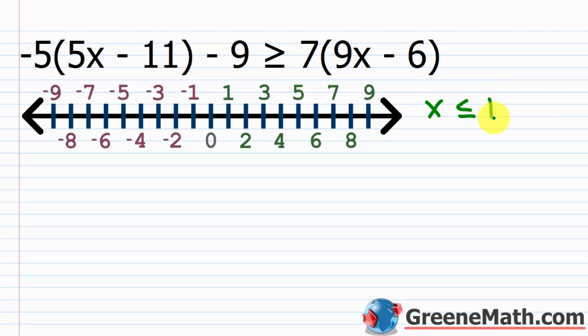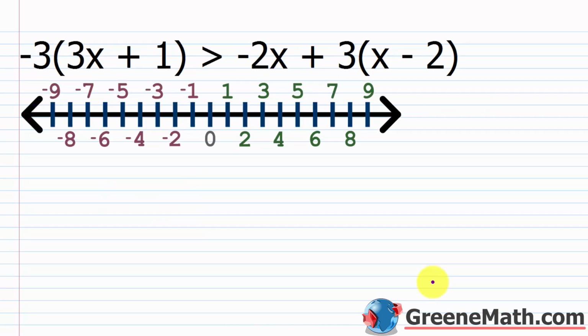If x is less than or equal to 1, then at 1, I'd put a bracket, and then I would shade everything to the left. And then in interval notation, I would have a negative infinity, and then comma, I would have a 1, and then just make sure you put a bracket there because 1 is included.